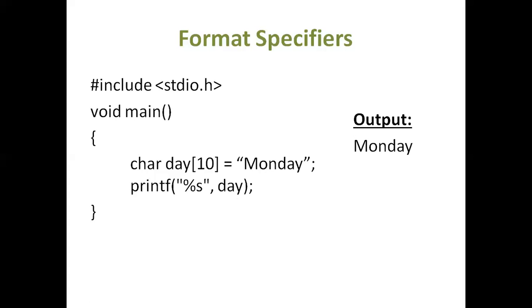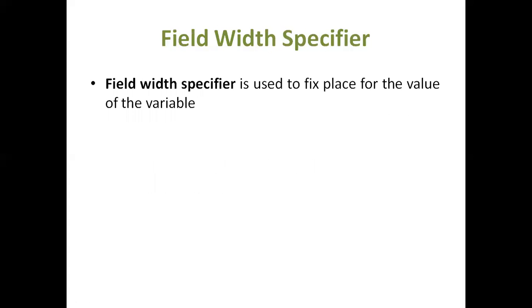The next topic in our today's video is the field width specifier, which is also related to the format specifiers. Field width specifiers are used with the format specifier. They are used to fix the place for the value of the variable. Now we will see this in this program. Now this is a simple program. Here we have declared a variable a, which is integer type, and assigned it the value of 2. And we have printed the value in the output.